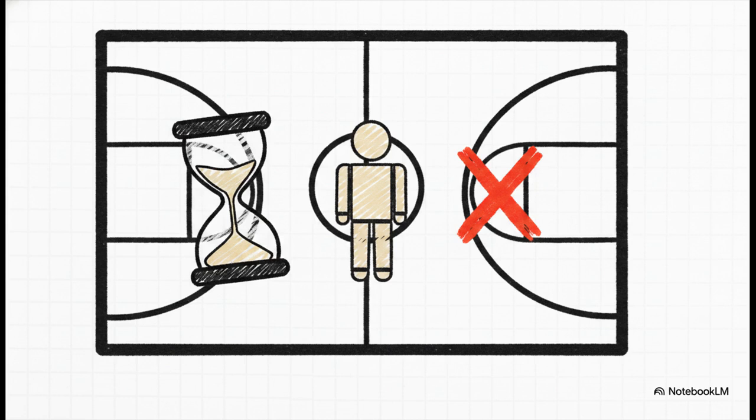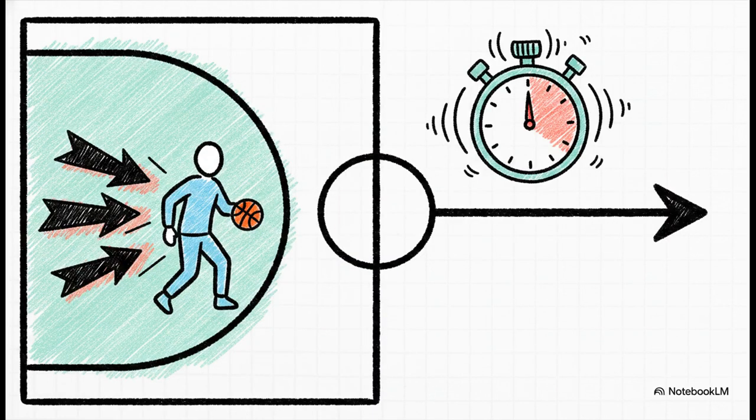An offensive player cannot just camp out in there. 3 seconds is the absolute maximum time you can stay in the key. Hang out any longer, and it's a 3-second violation. Next up, the 8-second rule.